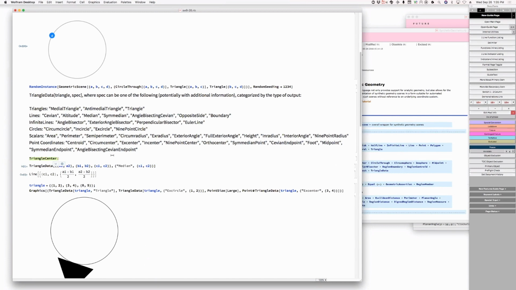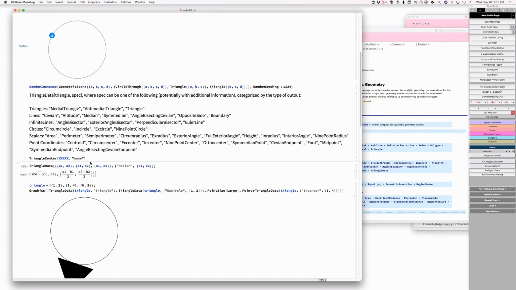And then the default center is the centroid. But then there's a lot of other exotic centers. Also, some of those aren't really centers. What are they? Like foot. Okay, it's the foot of an altitude. Right. Well then again, maybe we break those apart.